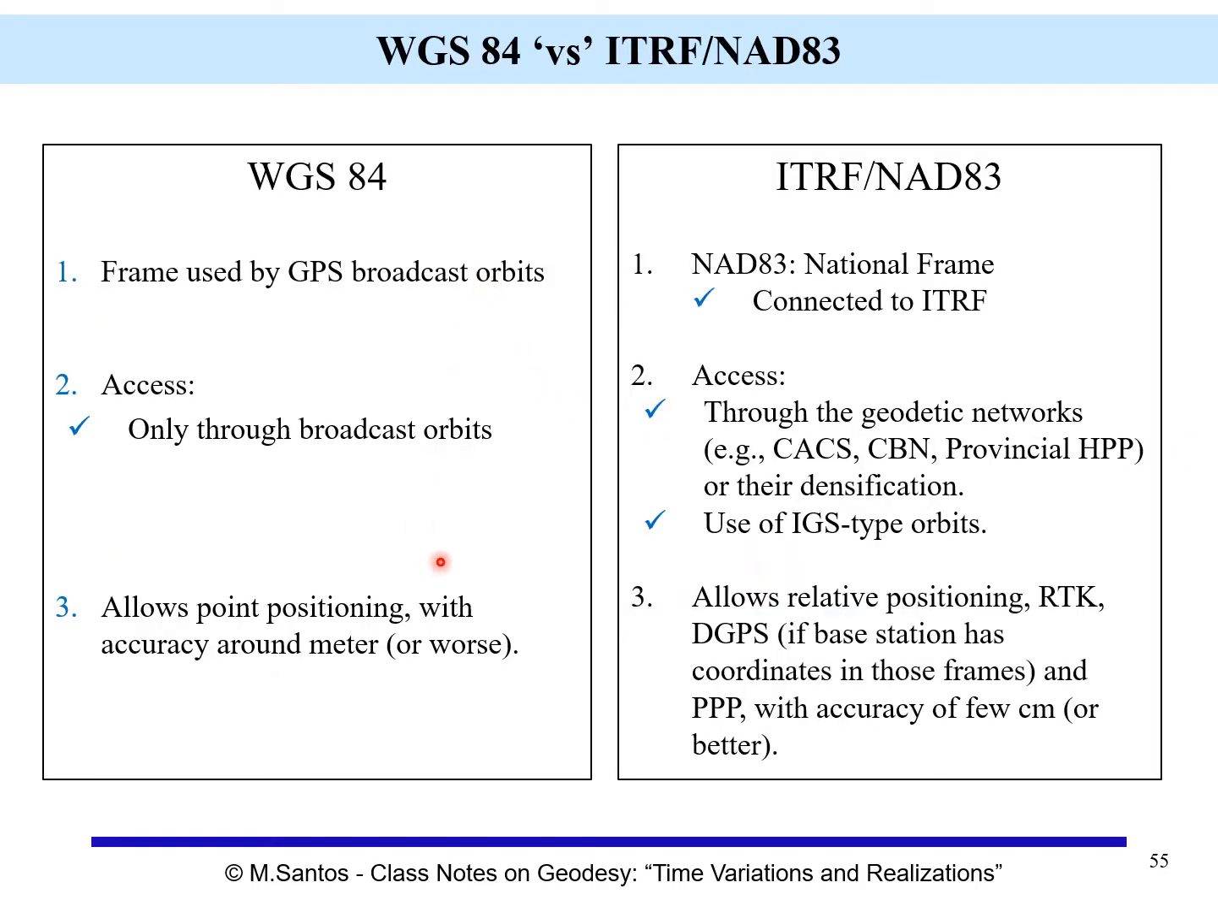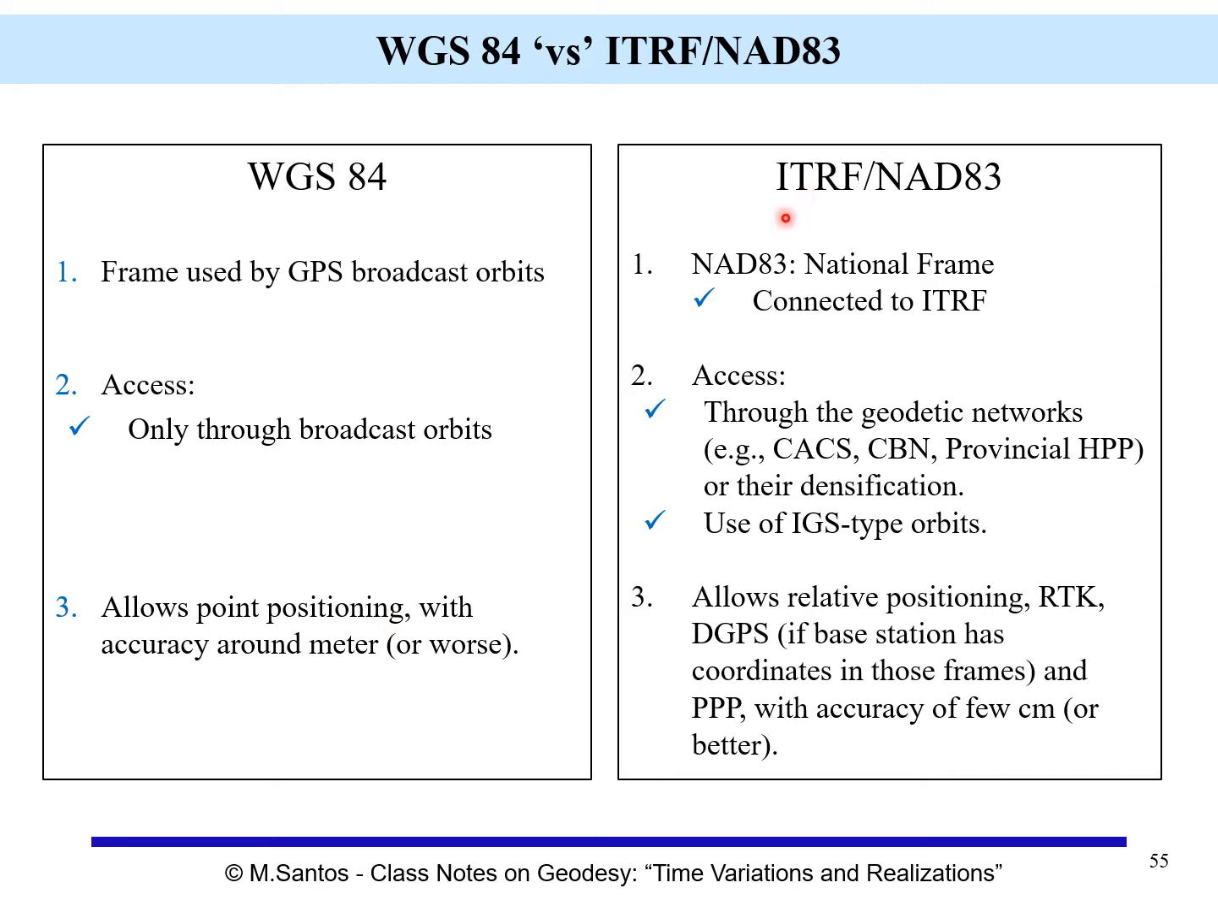Here's a summary. WGS84: the frame is defined by the GPS broadcast orbits. The only access we have to WGS84 is through the broadcast orbits, because we don't have access to station coordinates determined with high accuracy in WGS84. And we will allow point positioning with accuracy around a meter or worse. The point position here is the absolute position, the navigation solution.